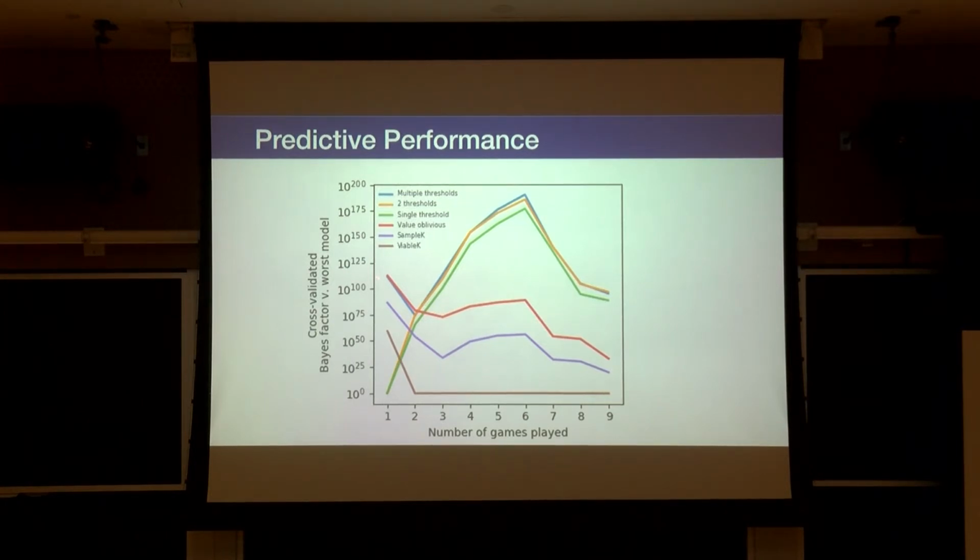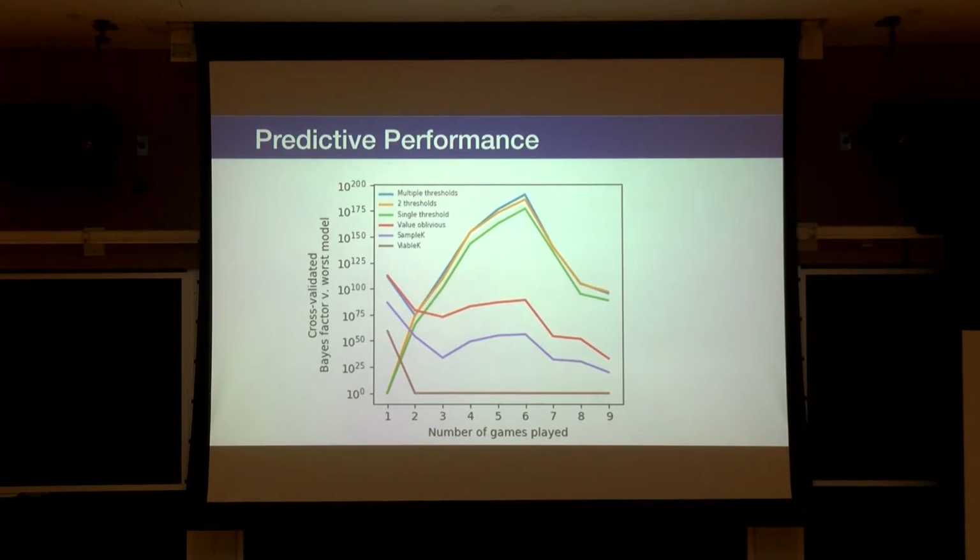And so what we can see is that for the first game, and the second game as well, the model that performs best at predicting what people are going to do is the value oblivious model. Which makes sense, because people just don't know even what's going on when they're first starting out. People are acting pretty randomly. Subsequently, however, the multiple thresholds model performs best. And that's actually quite exciting, because that's the optimal kind of model. That's the optimal decision rule to use in this setting as you learn about the distribution. So good job, people.